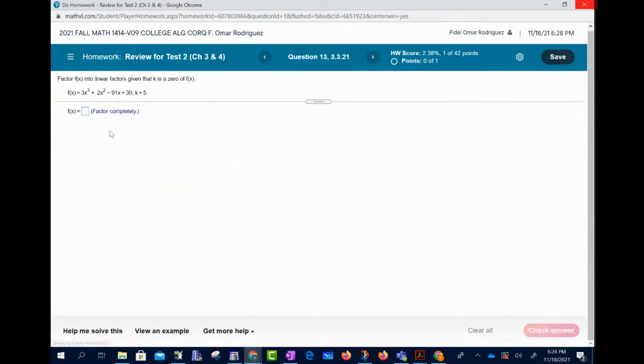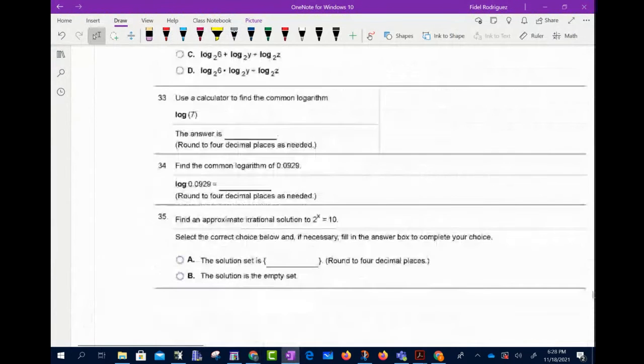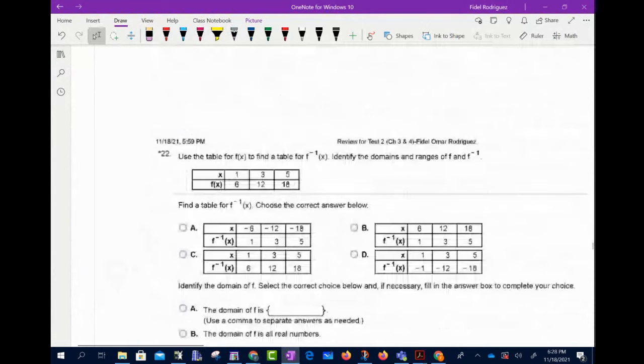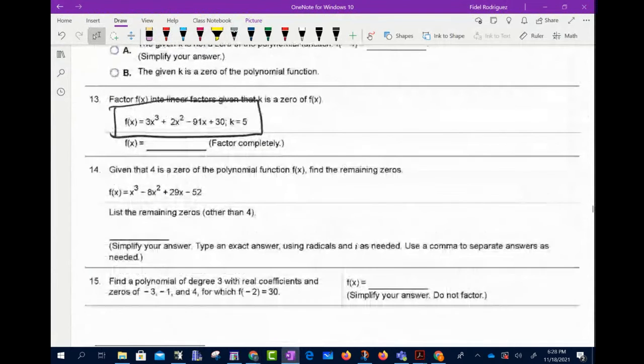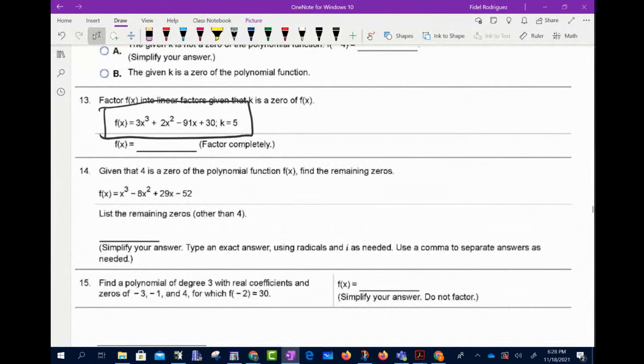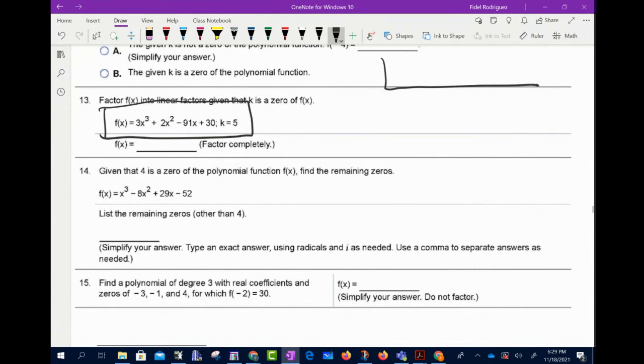Okay, so let me come back. Let's do 13, and then we'll plug in their answer to make sure it's going to work out. Here we go. It says factor f of x into linear factors given that k is a zero of f of x. We're going to do our little half box, and you said you understood this part. So we have a 3, a 2, minus 91, and 30. In my case, they're giving me k equals 5. When it's in that form, the sign has already been changed for me, so I don't need to worry about that part.